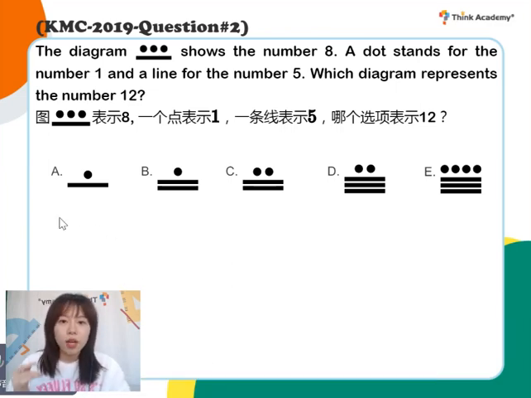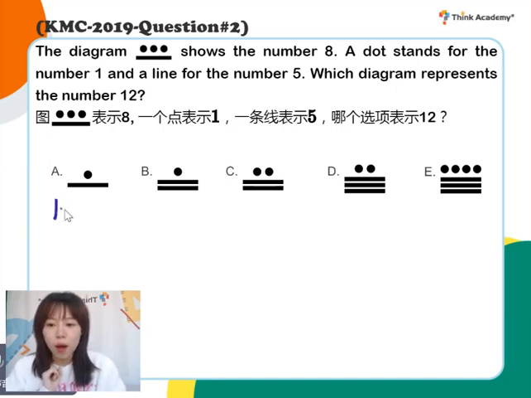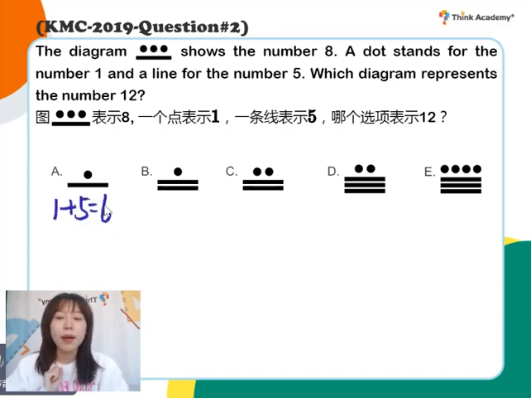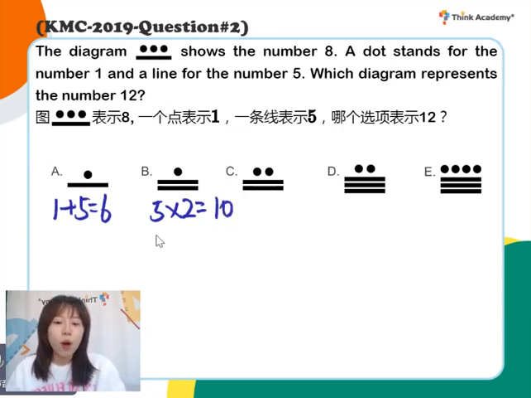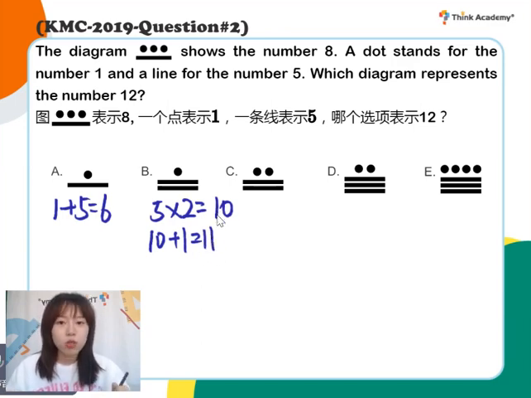So for option A, 1 dot and a line, so 1 plus 5, 6. What about the second one, option B? So 2 lines, and 1 line is 5, so 5 times 2. Here, maybe you also want to do 5 plus 5, but remember we're already 4th grade, so sometimes you need to try the multiplication. So here it's going to be 10, and 1 dot plus 1, just 11. So if we want 12, we add one more dot. So very easy, the answer is going to be option C.